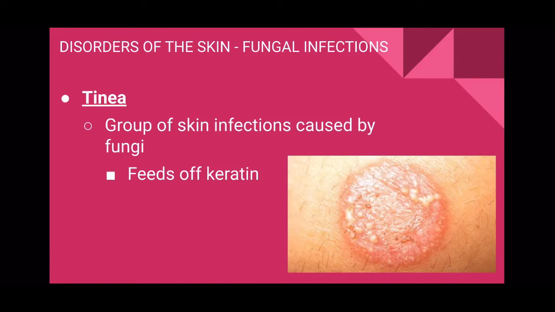We're now going to move on to fungal infections of the skin. The first one is tinea. Tinea is a general term for a group of related skin infections caused by different species of fungi. Now, the fungi feed off keratin that is produced in the layers of your skin. It's also what makes up your nails and your hair. And the different types of tinea take their name from the location of the infection.